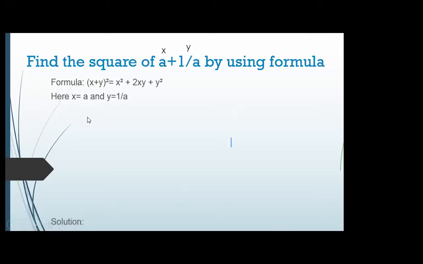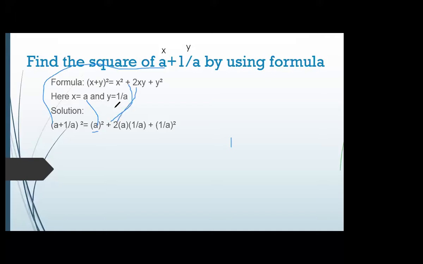Now let's start with the solution. What do we have to do in the solution? We have to copy down the question here. Students, what do we have to do? We have to copy down the question here. Then first term square. Then plus 2 from the formula, then first term into second term, then plus sign from the formula, and second term whole square. Is it clear? First term square plus 2 first term into second term plus second term whole square, right?